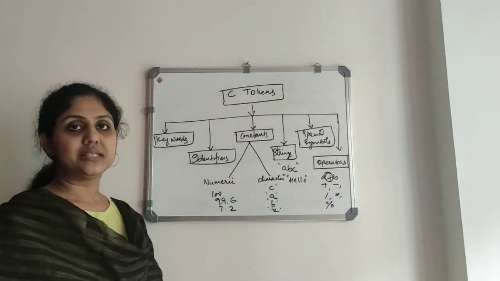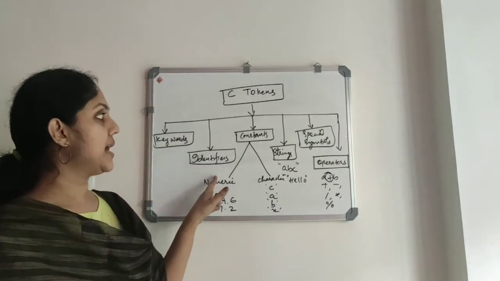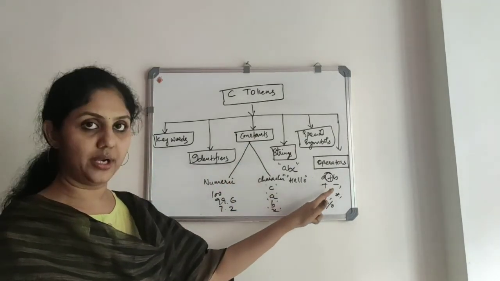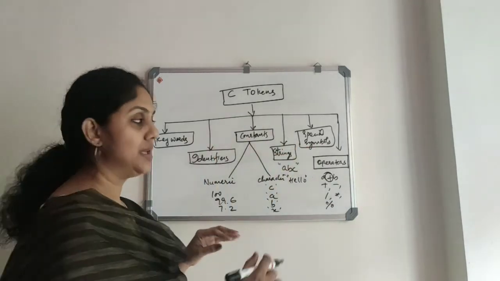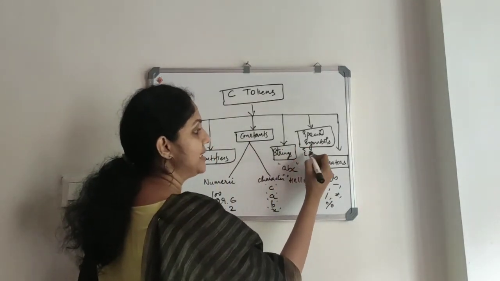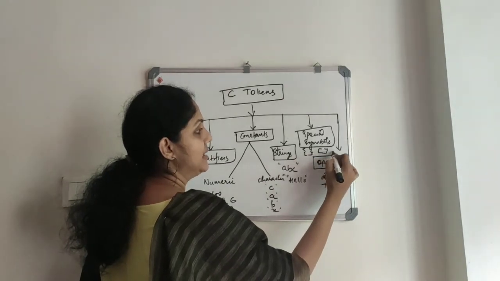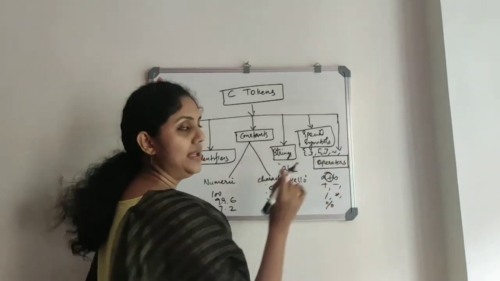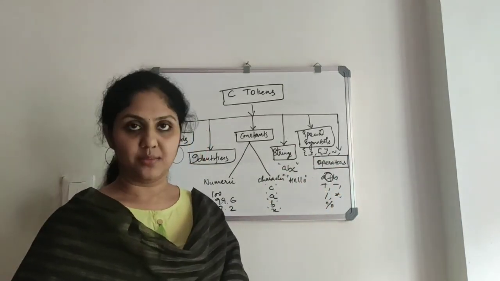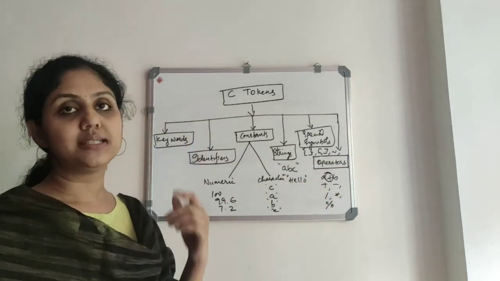Now comes the special symbols. We have seen keywords, identifiers, constants, strings and operators. All other characters we call special symbols. So these braces, this bracket, this tilde, all these we consider as special symbols. So that's all about C tokens.